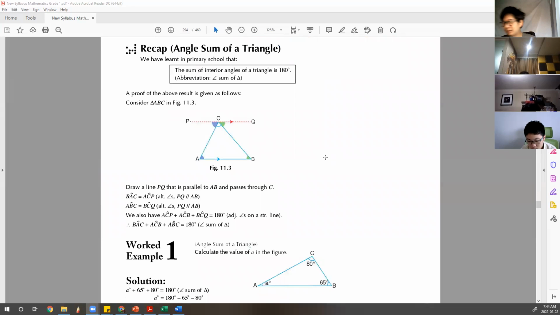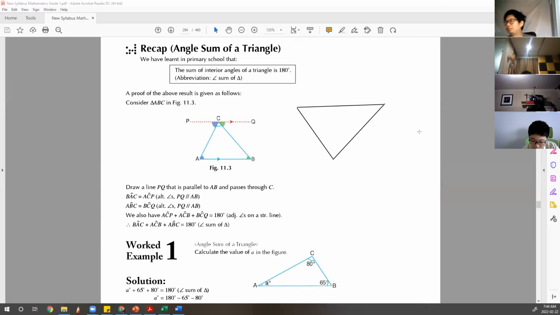Now, the sum of angles in a triangle. This is a recap. This is the primary topic, but I will give you the explanation about how we know that the total of the interior angles, or the sum of the interior angles, of a triangle is 180. How do you consider that? How do you memorize or understand that thing?